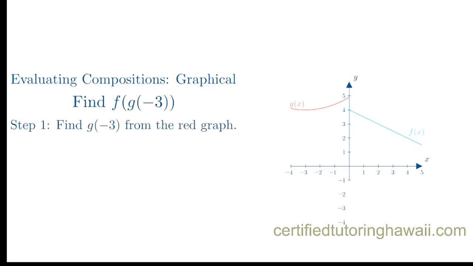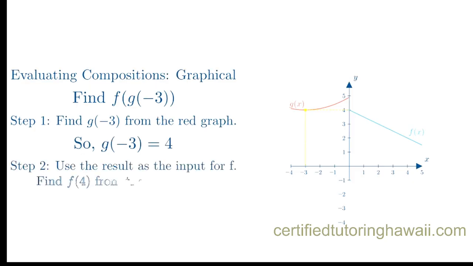Just like before, we start with the inner function, in this case g of negative 3. So, our first step is to find g of negative 3. On the graph of g of x, when the input x is negative 3, we look up to find the corresponding y value on the red curve. Let's say that value is 4. Now, we use this output, 4, as the input for our outer function, f. This is our second step.